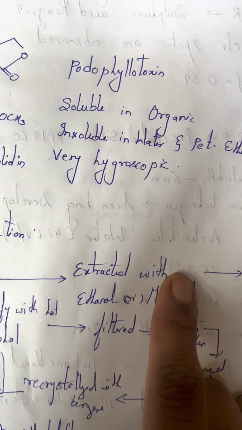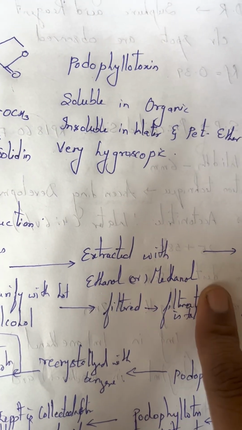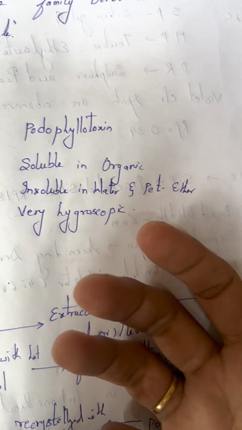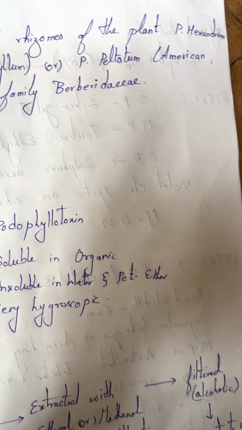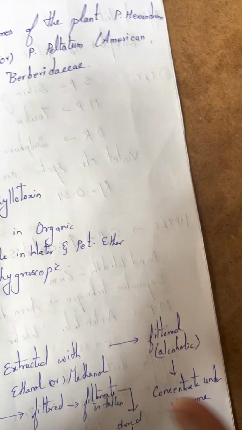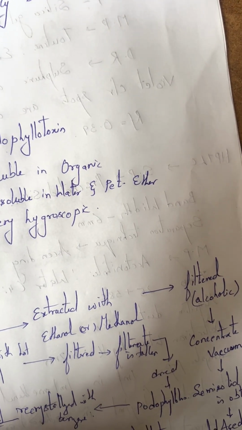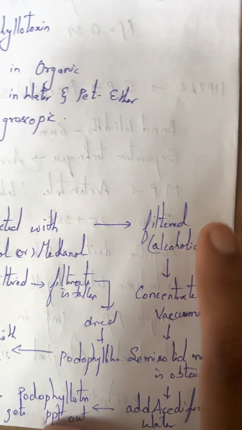Then we do the extraction with ethanol or methanol, and when we filter it, we have to take the lower region, that is the filtrate, not the marc which is present inside the funnel. The liquid that collects below is known as the filtrate, and the residue above is known as marc. So you have to collect only the filtrate.